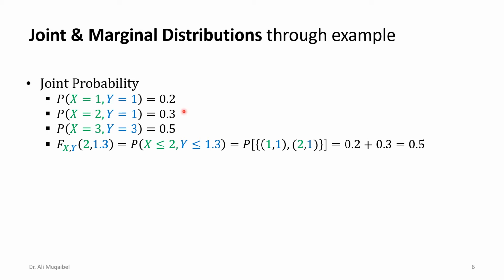So then that will include the first two probabilities. We'll add 0.2 and 0.3. We cannot add this because this is not in the region of interest.